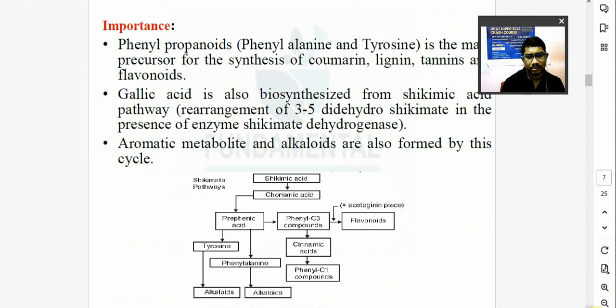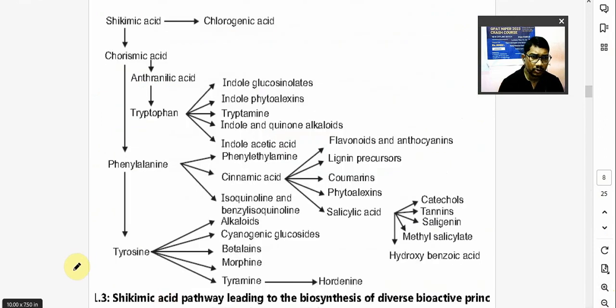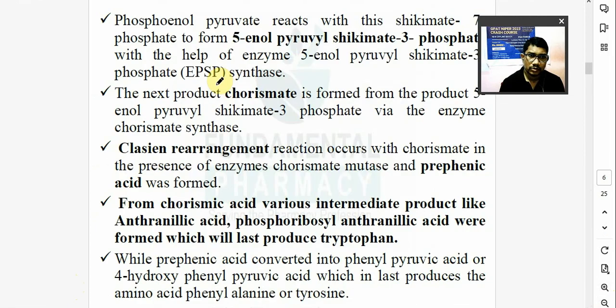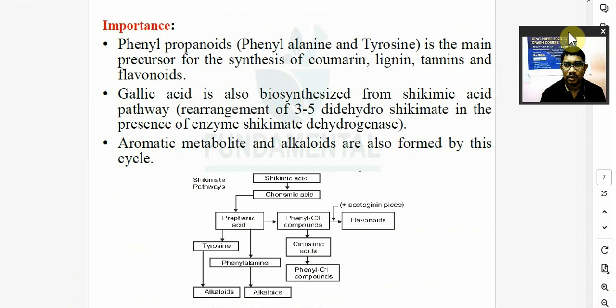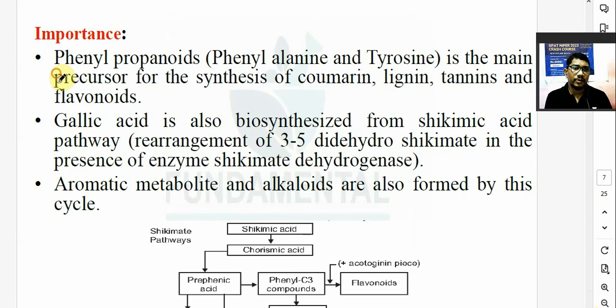They are synthesized in the shikimic acid pathway. Then gallic acid is also biosynthesized from the shikimic acid pathway. There is a rearrangement of 3-dehydroshikimate in the presence of the enzyme shikimate dehydrogenase, and from there gallic acid is formed. Then aromatic metabolites and alkaloids are also formed by this cycle. That is the sequence of your shikimic acid pathway.